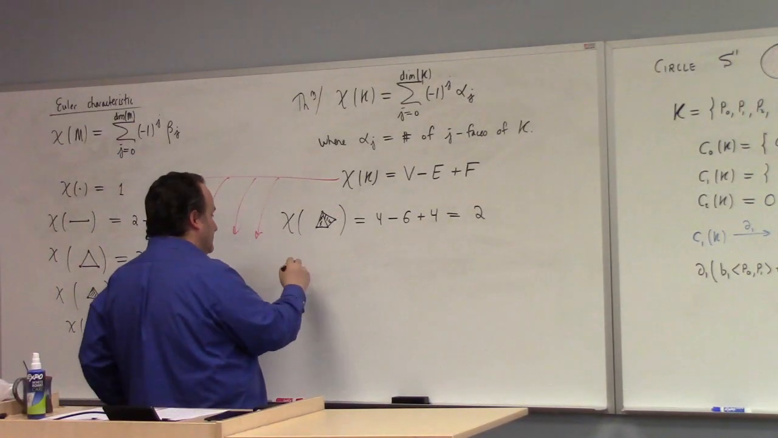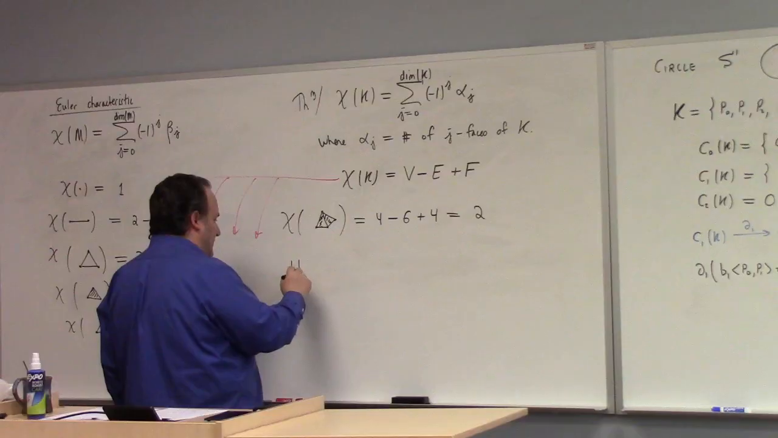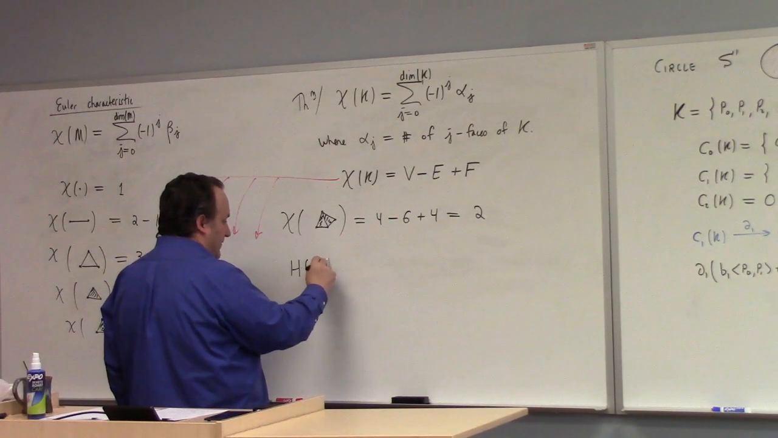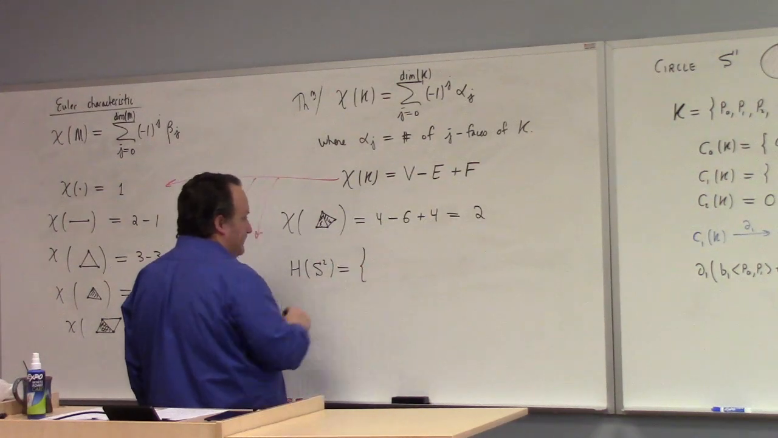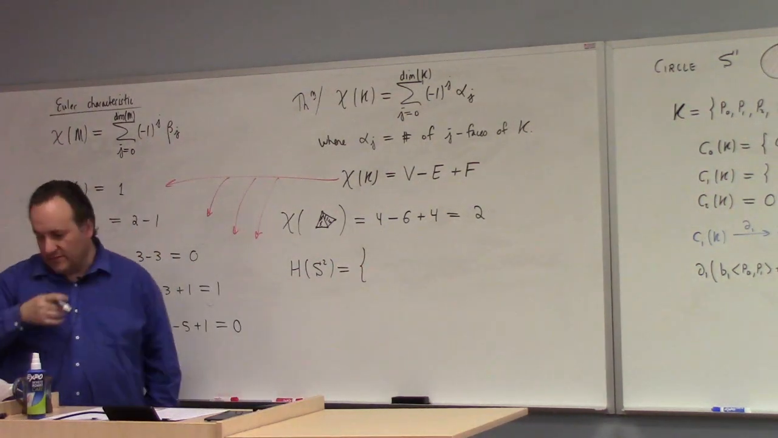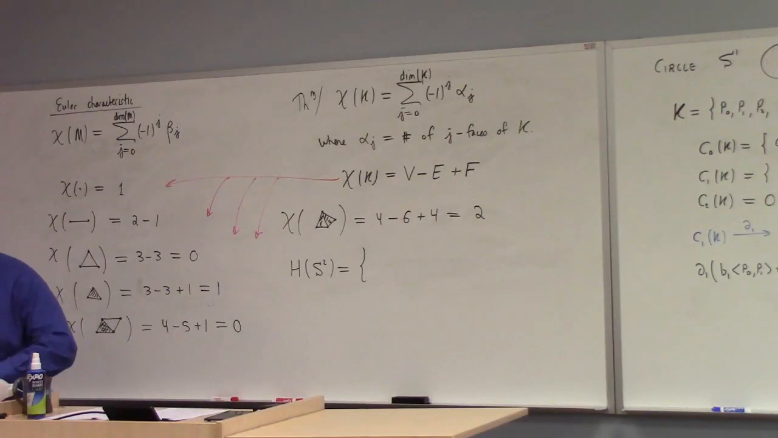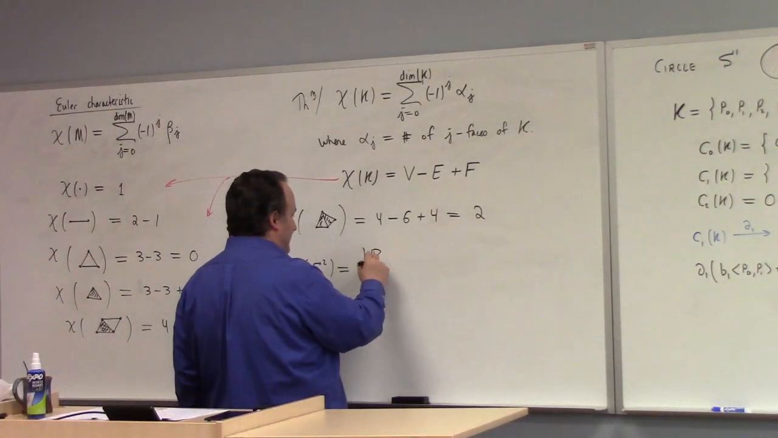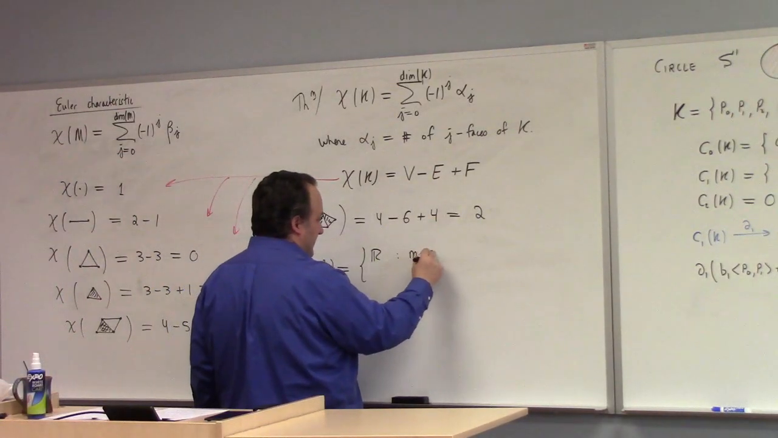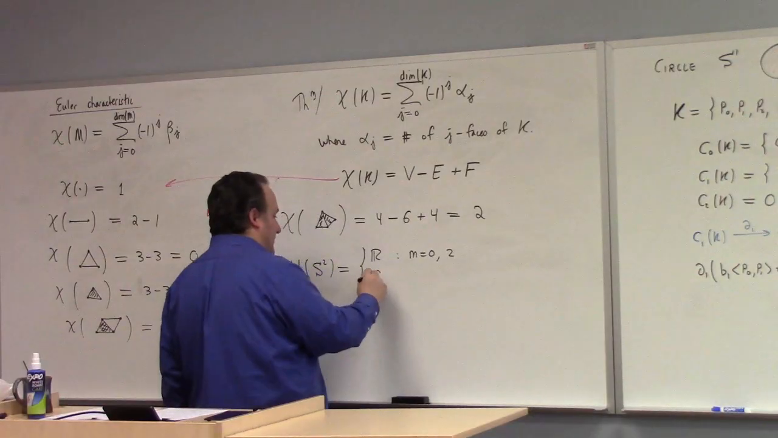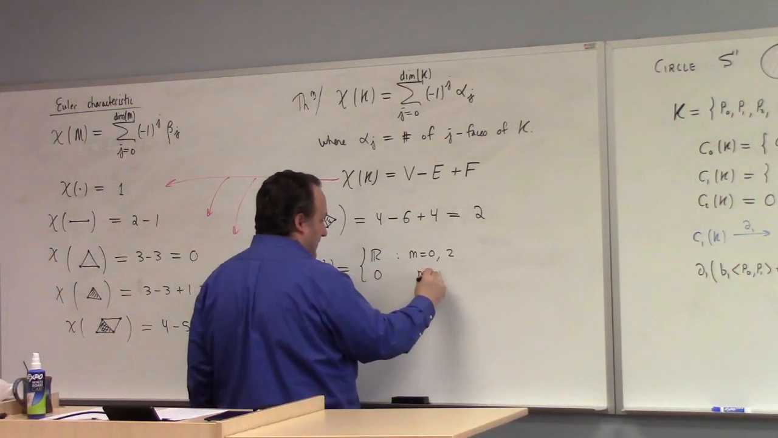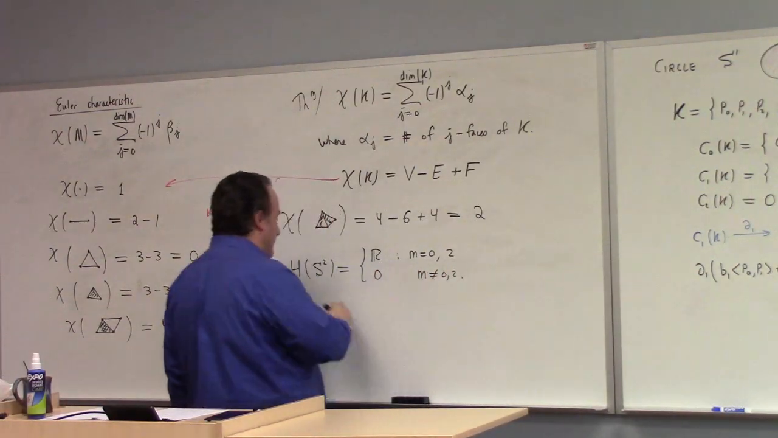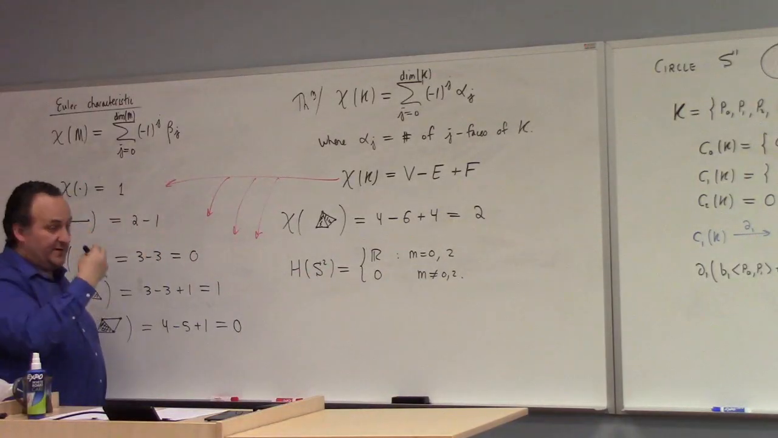You can prove that the homology of the 2-sphere is equal to what? Well, I'll tell you what you're going to prove. It's R for M equals 0 or 2, and it's 0 for M not equal to 0 or 2. All right. So this is the homology of the 2-sphere.